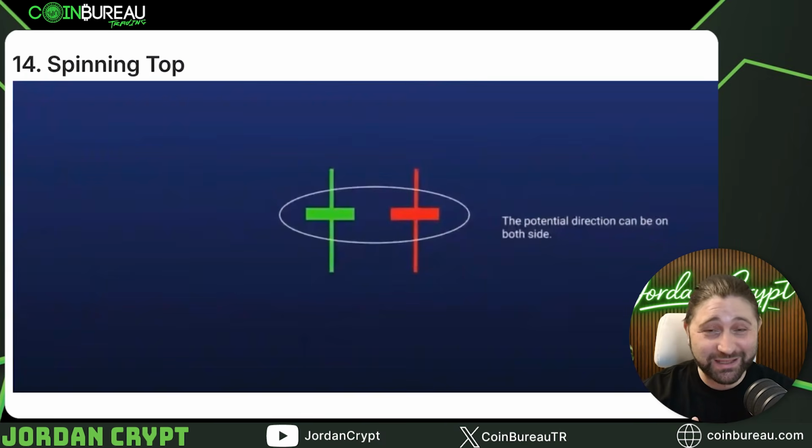Then we get the spinning top, also known by some as the long-legged doji. This pattern is very similar to the normal doji, but with longer wicks, representing even more of a tug-of-war of indecision between the bulls and the bears.